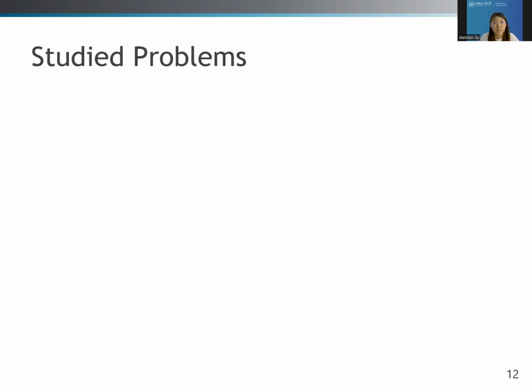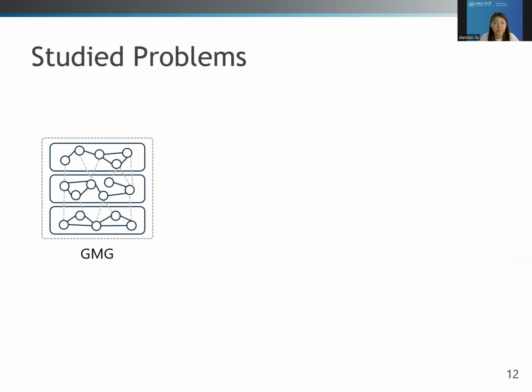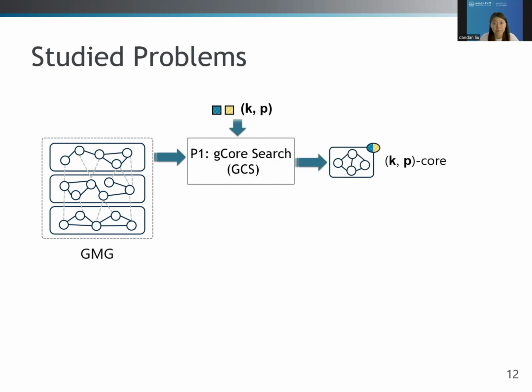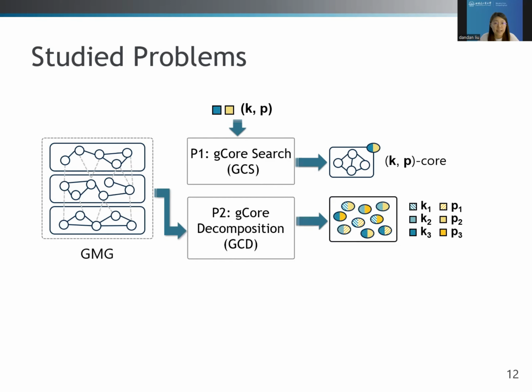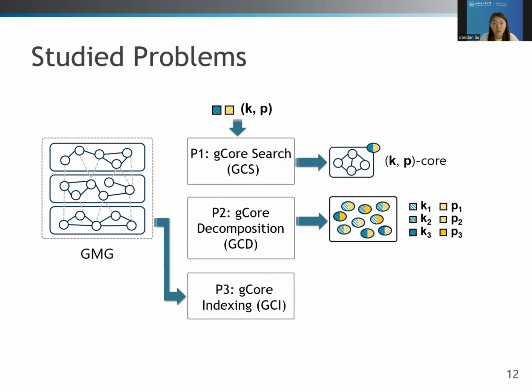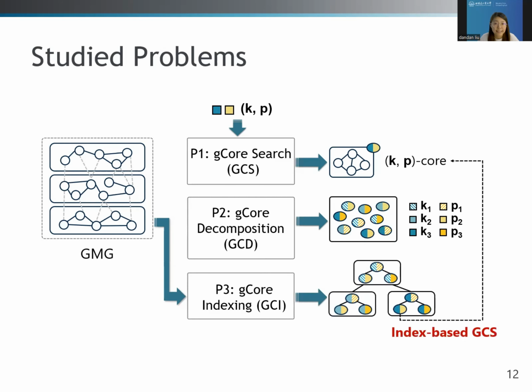Regarding our G-core model, we studied 3 critical problems on general multilayer graphs. The first is G-core search, also called GCS, which computes the G-core for given vectors K and P. It is crucial for retrieving cohesive subgraphs with particular features. The second problem is G-core decomposition, or GCD, which identifies non-empty G-cores for different KP pairs, providing insights into the structure of the graph. And the third problem is G-core indexing, or GCI, which aims to devise a compact index for all G-cores to support fast online GCS.